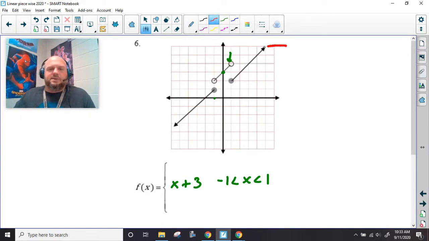Now I'm going to pick this one right here. It looks also to be a positive slope of 1.